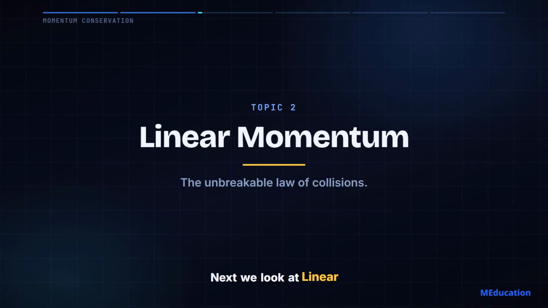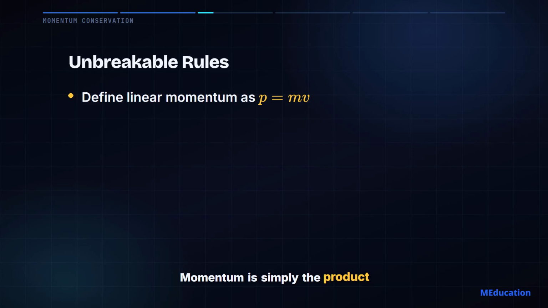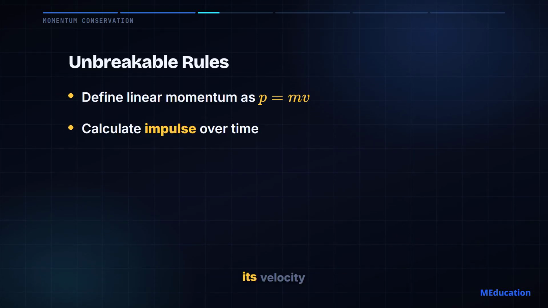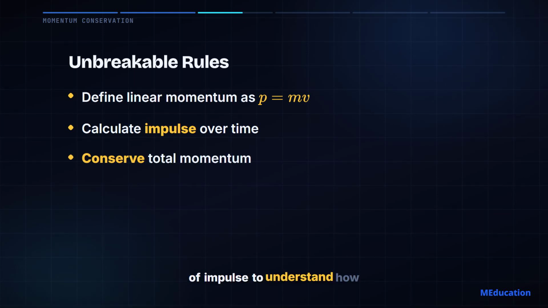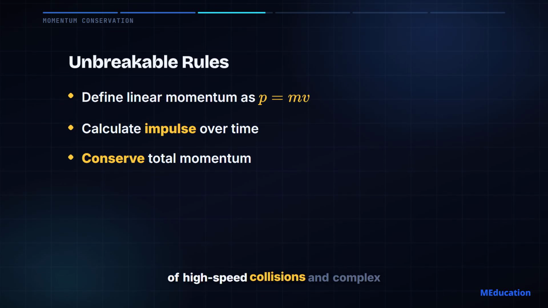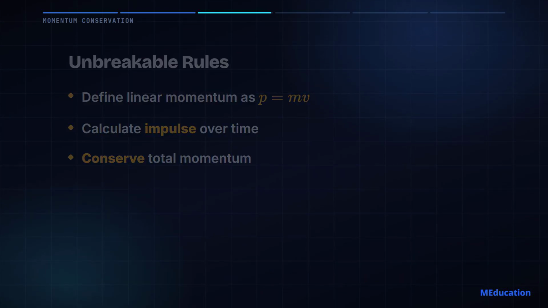Next, we look at linear momentum and its conservation. Momentum is simply the product of an object's mass and its velocity. Because velocity is a vector, momentum is a vector too. You will use the concept of impulse to understand how forces act over time. More importantly, you will conserve total momentum to predict the exact outcomes of high-speed collisions and complex explosions.